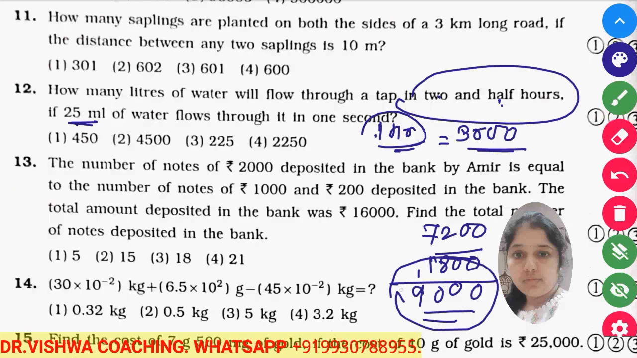Now 25 ml water flows in 1 second. So in 9000 seconds how much water will flow? So divide this 9000 by 25. 25 3s are 75. 15 will be the remainder, 0 will come down, 25 6s are 150 and this 0. So 360.